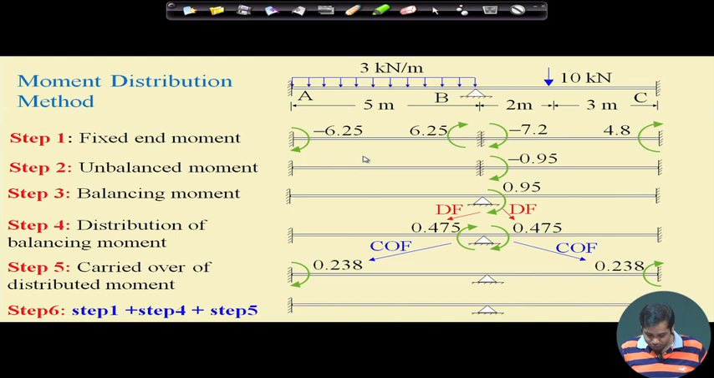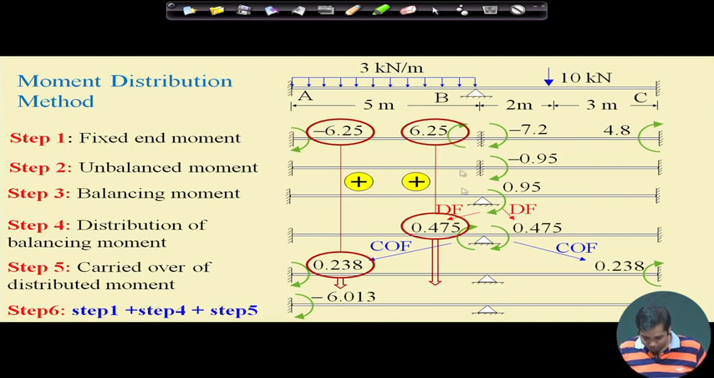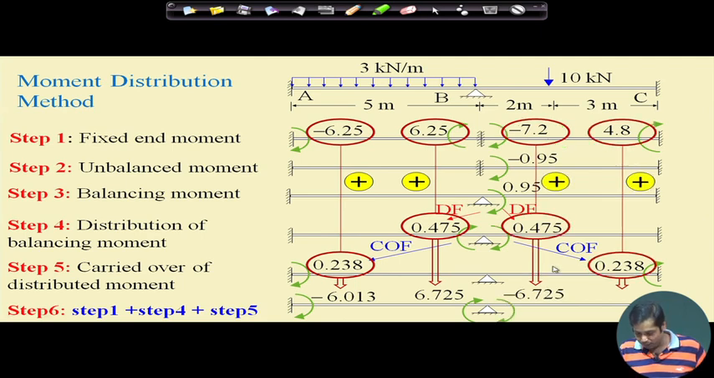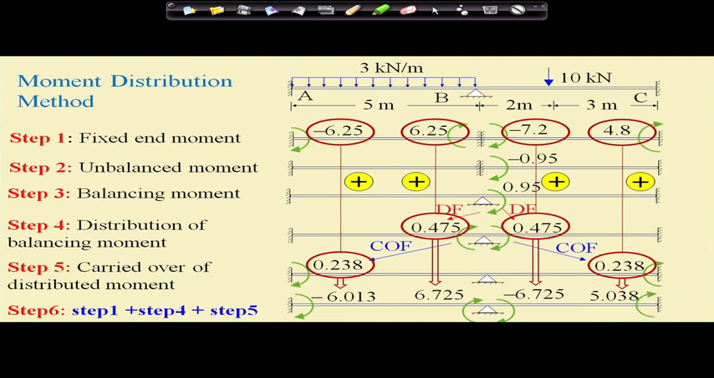Now the total moment will be, so at this point the total moment will be, so you sum them, it is this value, and then at this point the total moment is this value, and at this point the total moment is this, and at this point the total moment is this. Now this is a complete cycle. Okay. Now after this cycle, let us see what is the present status.